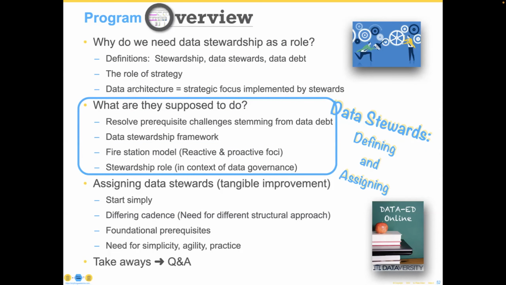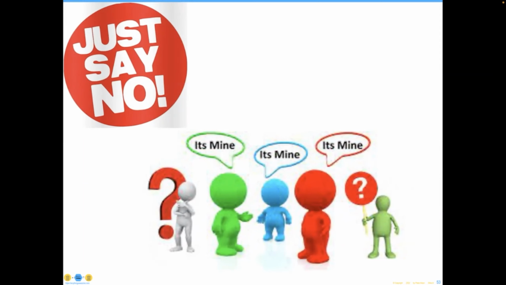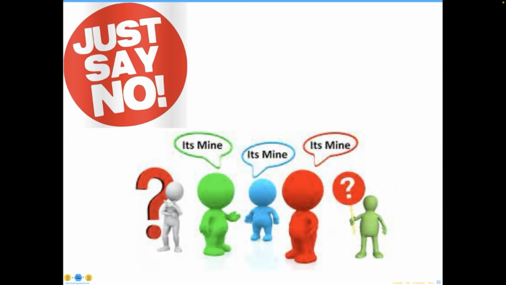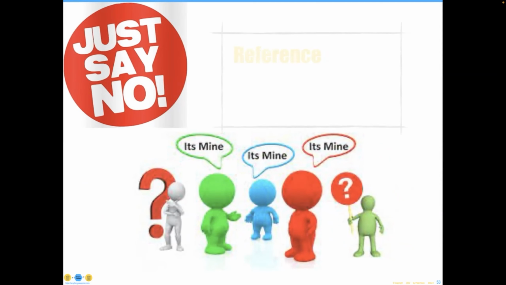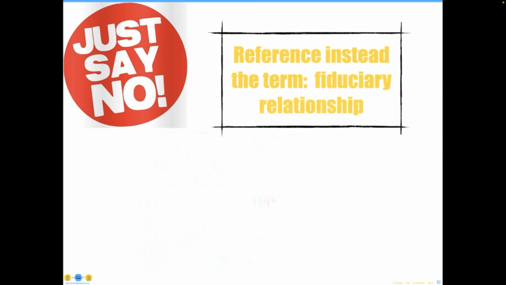First piece up in terms of resolving challenges is that data stewards need to be protected from your organization. Just say no to the concept of data ownership. If you have to reference something at all, absolutely reference instead the term fiduciary relationship, but not allowing somebody to own the data. And defining data owners is one of the biggest barriers to people correctly understanding how to use that. For example, who would you define as the owners of the data to which accounting plays?